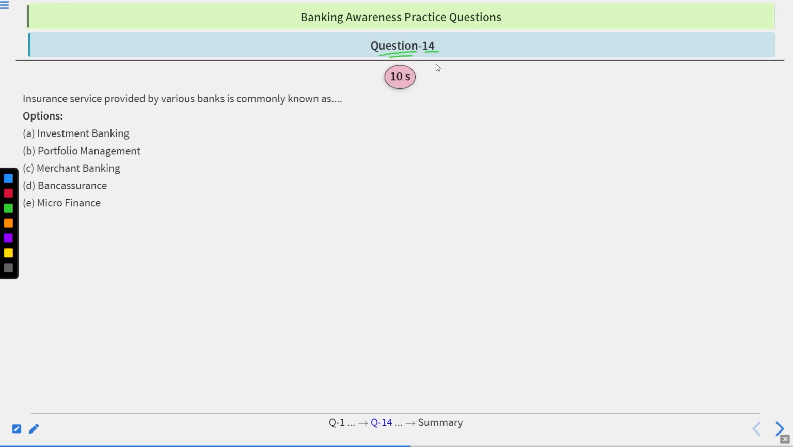Question 14. Insurance service provided by the various banks is commonly known as: investment banking, portfolio management, merchant banking, bancassurance, and microfinance. To answer this, 10 seconds you have, then I will give you the answer. Time starts now.